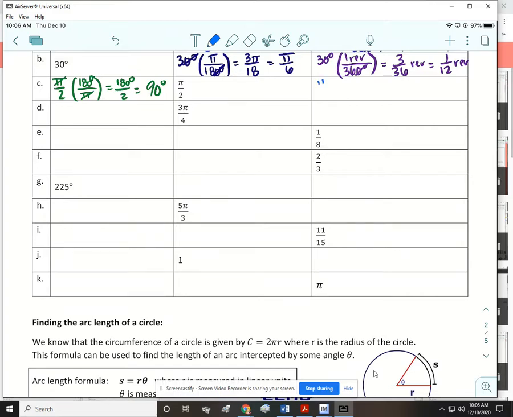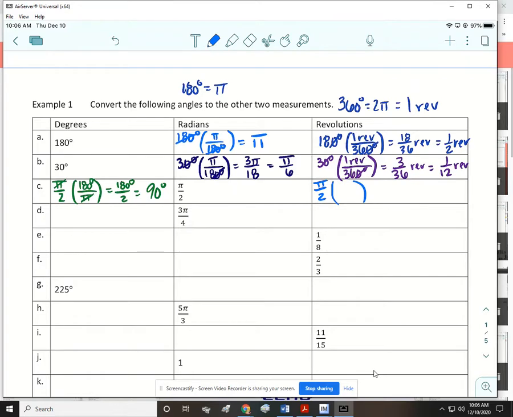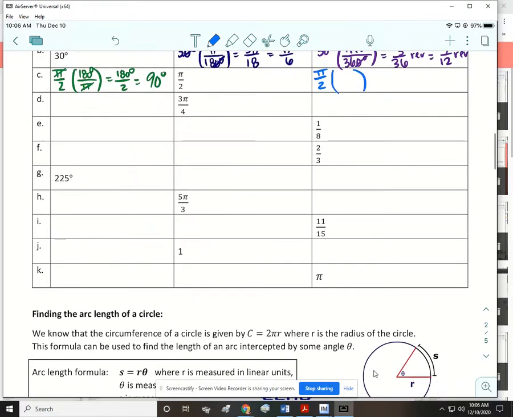All right, so then we're going to take our pi over 2 radians and change it to revolutions. Now, whenever we're going from radians to revolutions, we use the fact that 1 revolution is equal to 2 pi radians. I want to cancel radians, so I put my 2 pi in the denominator. I want to change to revolutions, so revolutions in the numerator. Our pi's cancel out. We multiply across the top, we get 1. Across the denominator, we get 4. So that's 1/4 of a revolution.